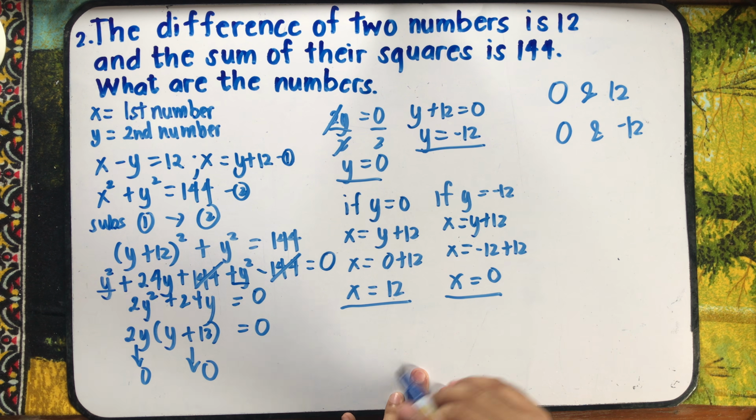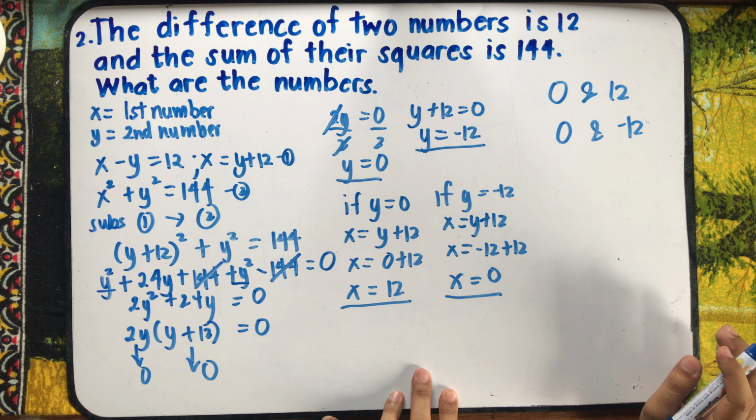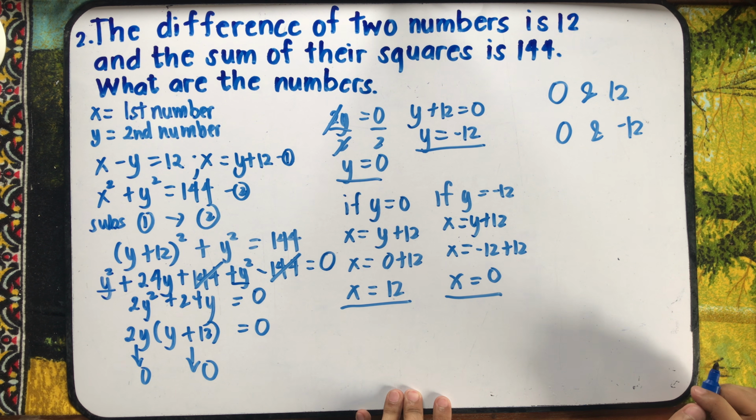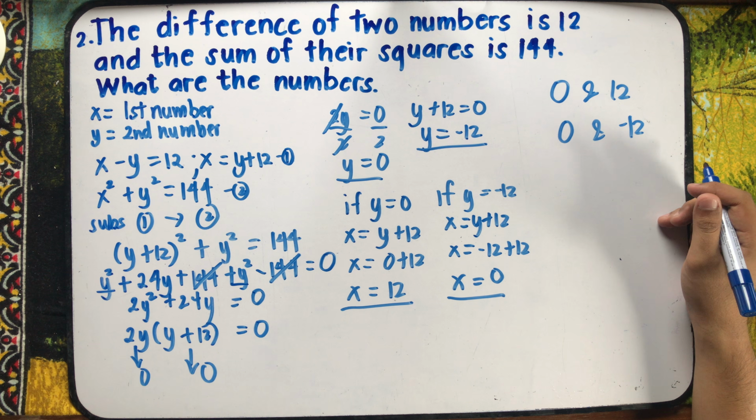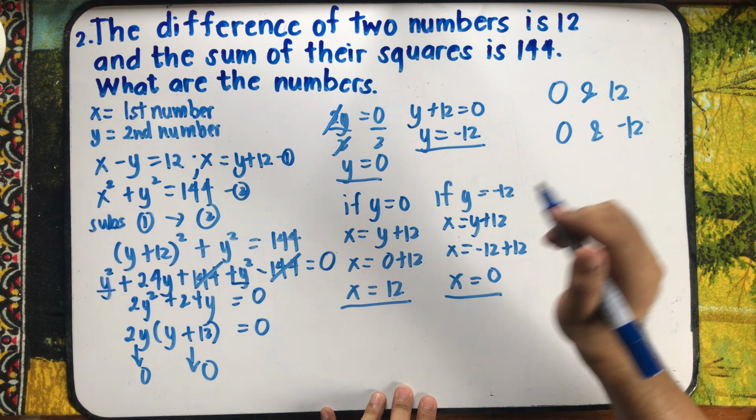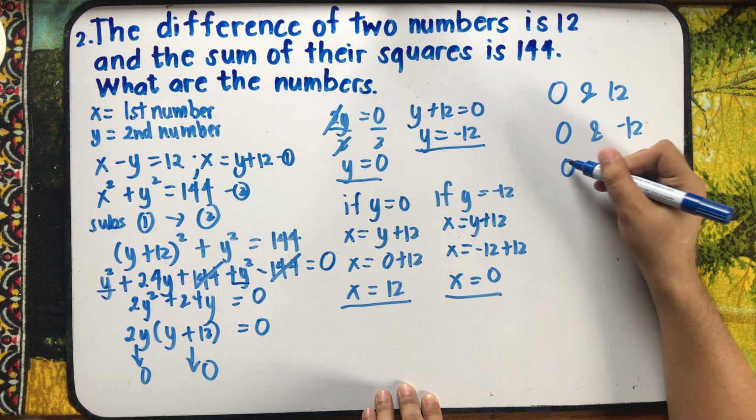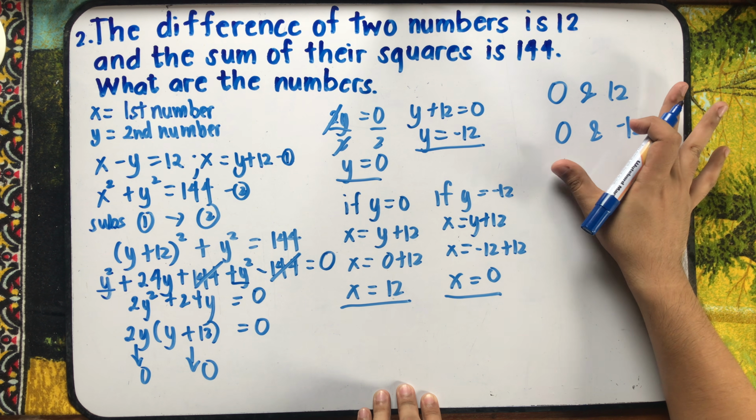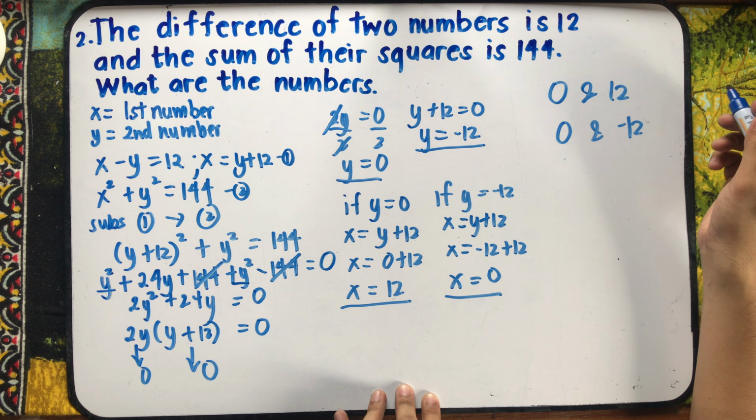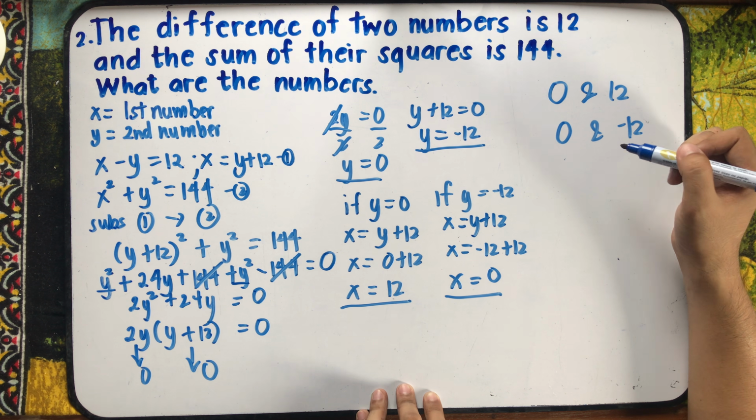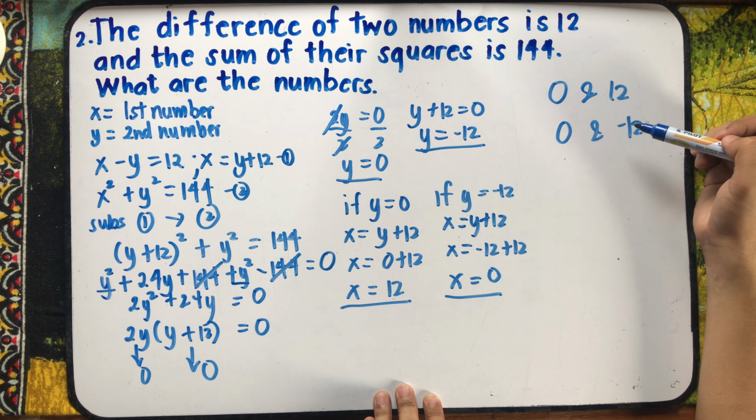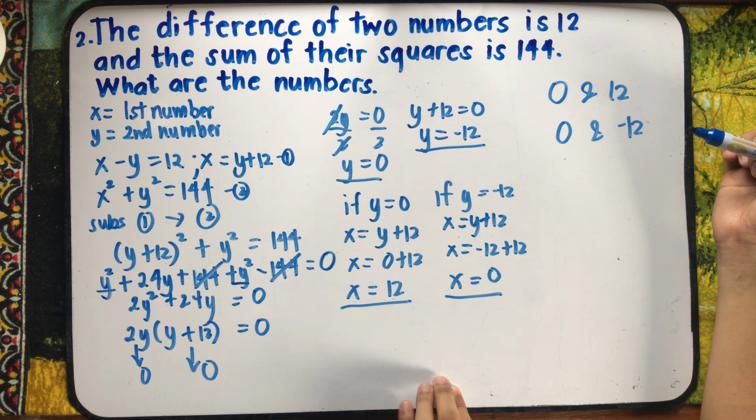Okay? So, the problem only states that the difference of two numbers is 12 and the sum of their squares is 144. So, let us now try to get the checking part of this one. So, x minus y. Therefore, that becomes 12 minus 0. That is 12. So, we also have 0 minus negative 12. That is 12. And the sum of their squares is 144. 0 squared plus 12 squared is 144. 0 squared plus negative 12 squared is also 144.